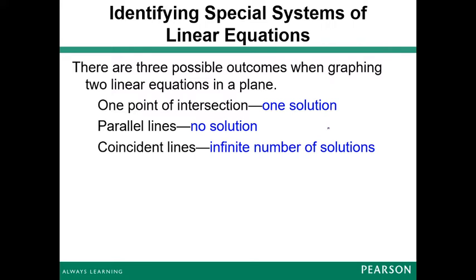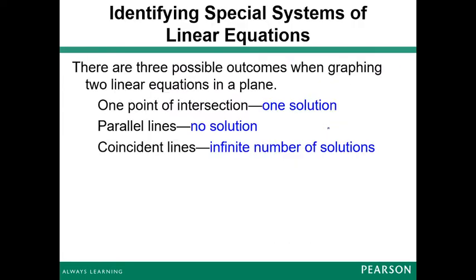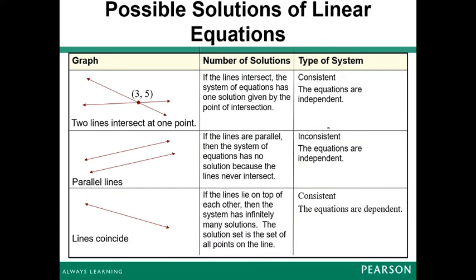There are 3 possible outcomes when graphing 2 linear equations in a plane. One point of intersection, it's one solution. Parallel lines like this one, we have no solutions. Or coincident lines, an infinite number of solutions. If there is at least one solution, the system is considered to be consistent. If the system defines distinct lines, the equations are independent.